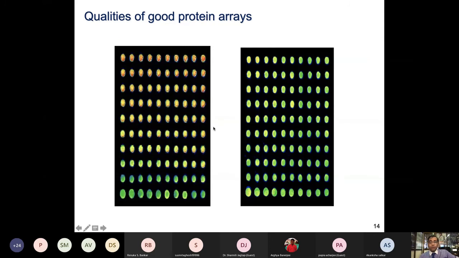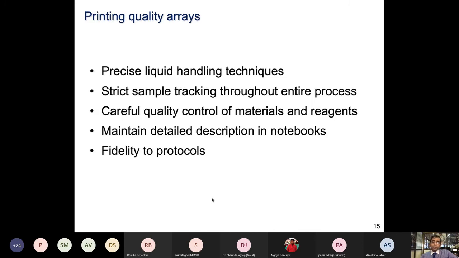So you are looking for good quality chips like these, and you have to keep many parameters in mind before you proceed to the real biological experiment. All of these steps are not possible without liquid handlers.